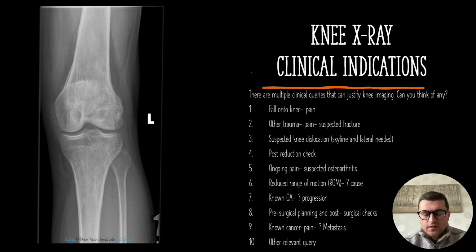Ongoing pain: a lot of GP patients will present with a history of weeks, months, years of pain, and they're requiring osteoarthritic changes. Reduced range of movement, also abbreviated to ROM, where we're wondering what's the cause of that. Do they have known OA or osteoarthritis, and they're seeing how this has progressed. Pre-surgical planning and post-surgical checks, maybe before a knee replacement or after a knee replacement.